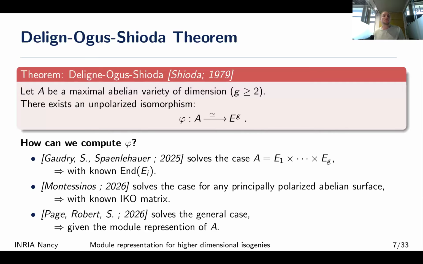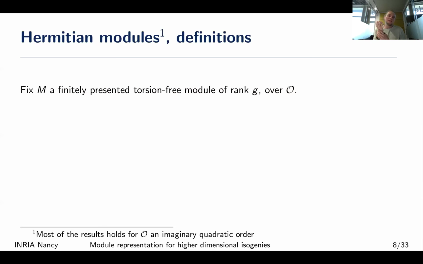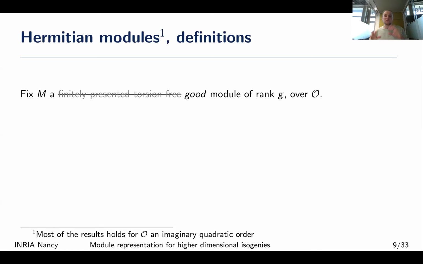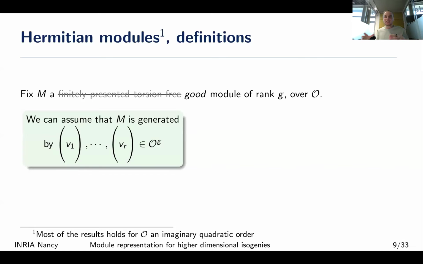So I'm going to introduce the module correspondence that I was talking about for so long. First, I need to define what the Hermitian modules are. From an abstract point of view, M, a module, will be a finitely presented torsion-free module of rank G over the ring O. You can forget about this, since in the following of this talk, I'm just going to speak about good modules to shorten the words. And if you don't know what such a module is, don't worry, you can really think of M as a space generated by some column vectors inside O to the G.